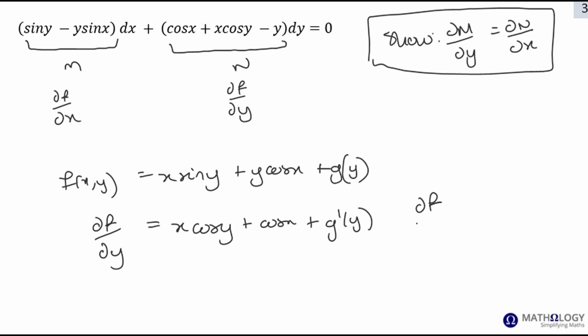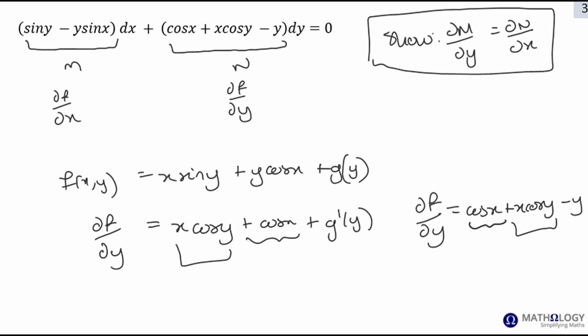We're now going to compare this expression to the expression for n, which is cos x plus x cos y minus y. So we have x cos y in both expressions. We have cos x and g prime y and minus y. So clearly g prime y must equal minus y. And integrating that to find the function g of y will give us minus a half y squared.